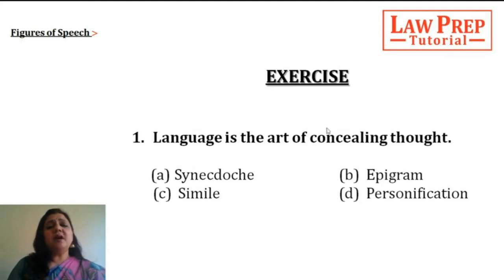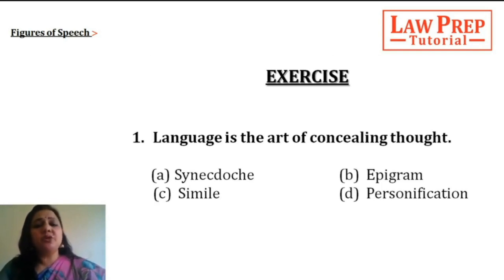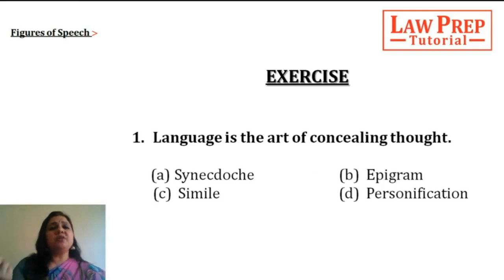Language is the art of concealing thought. Now, when we talk of synecdoche, as we discussed, what is the definition? Whenever you have a question, you would revise the definition in your mind. Synecdoche means part, whole relationship, when the part stands for the whole and the whole stands for the part. Epigram means a well-known saying which has an in-depth meaning, some more meaning hidden in that. Simile is the comparison between two words with the word of like, as, such, or so.